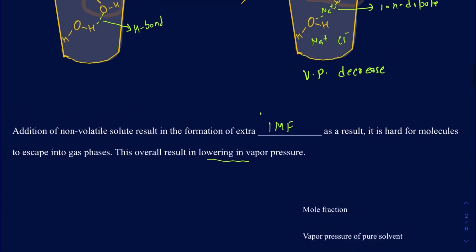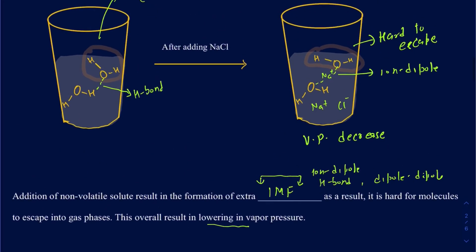When we talk about what type of extra intermolecular force is going to be made, well, that could be another ion dipole, or you could have another set of hydrogen bonds in there, or you can have another set of dipole interactions in there. It's just a matter of what type of solvent and what type of solute you're really dealing with. And it's important to be able to identify what new sets of intermolecular forces you're making in there.